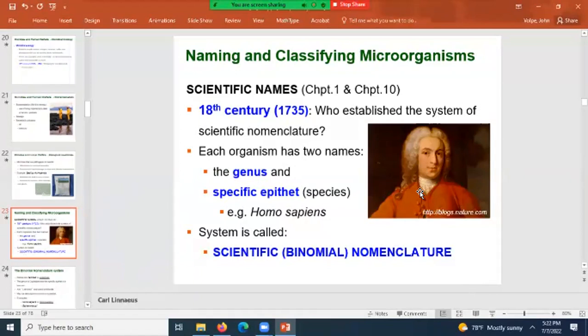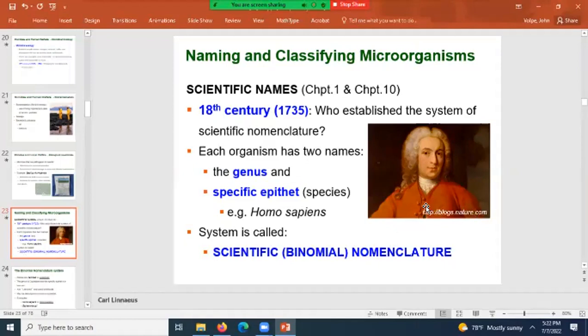Does anybody know his name? Anyone know who this is? You should have had this in biology. Is it 160, your previous course? Okay, I'm not hearing anyone say anything.